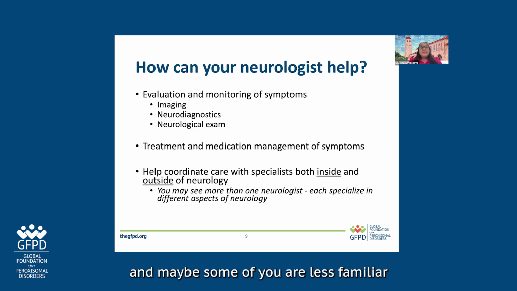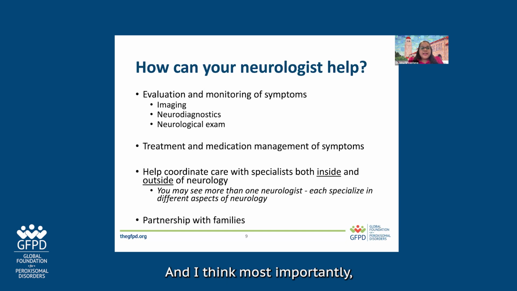So, as some of you may know, and maybe some of you are less familiar with, neurologists can also have subspecializations within neurology. And so, it's not uncommon for a patient that is medically complex, like many of our paroxysmal patients, to end up seeing more than one neurologist. And each neurologist specializes in a different aspect of neurology. For example, they may end up seeing an epileptologist, or a neurologist that specializes in seizure management and seizure treatment options. And they also may see a neurologist that helps manage the low tone or spasticity or increased tone. And I think most importantly, your neurologist can really partner with you to make sure that your concerns are being heard throughout your care team.